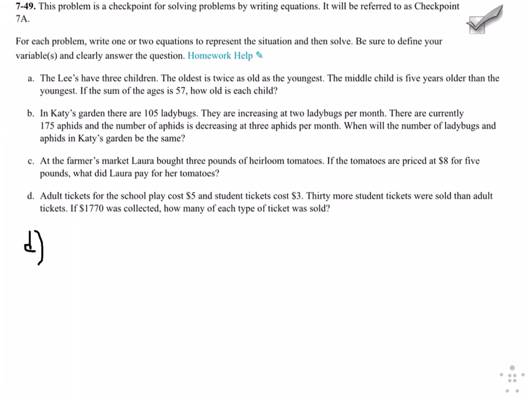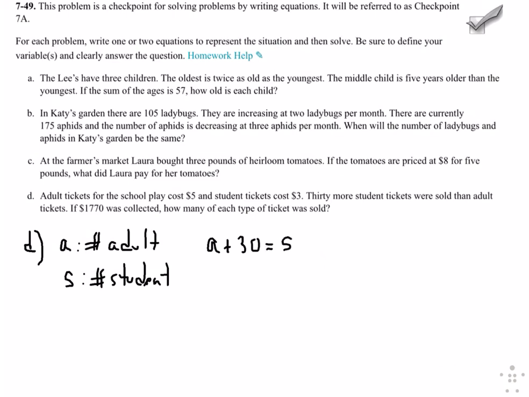So D, adult tickets at the school play cost $5. Student tickets cost $3. So A is the number of adult tickets, and S is the number of student tickets. 30 more student tickets were sold than adult tickets. So A plus 30 has to equal S, right? Because 30 more student tickets were sold. So to make them equal, you'd have to add 30 to the adult tickets.